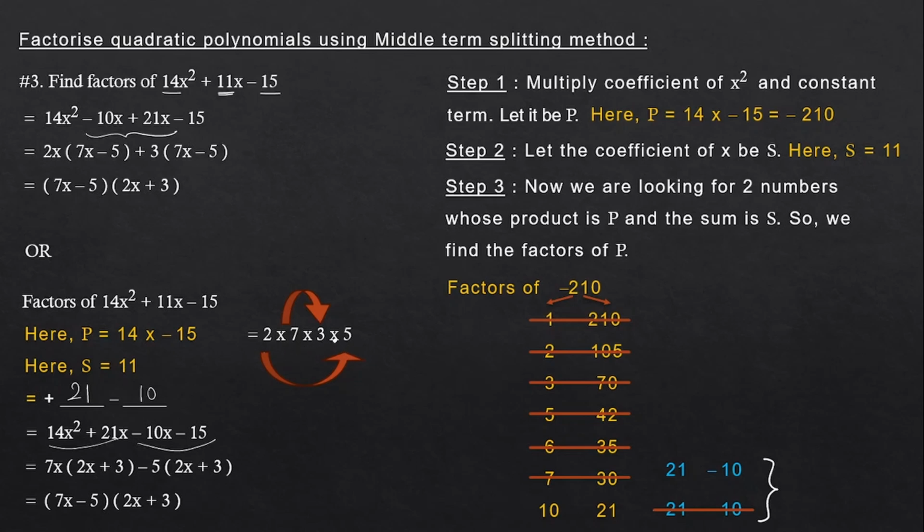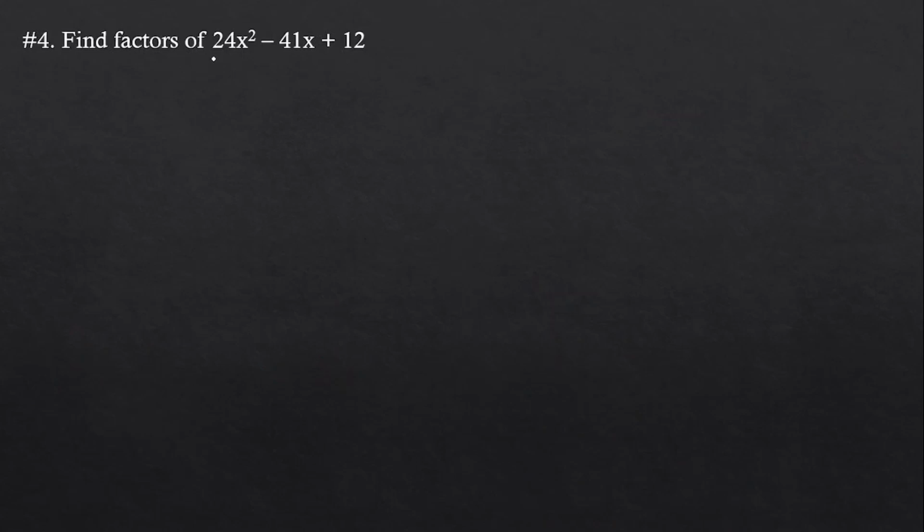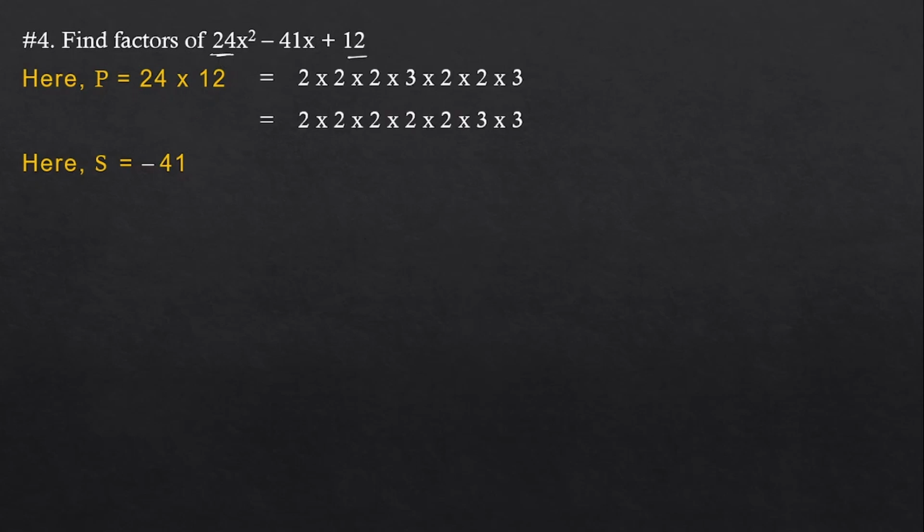Let us see one more example using this method. So here we have to find factors of 24x square minus 41x plus 12. We find P as the coefficient of x square and the constant term, 24 times 12. Rather than multiplying, I factorize it here itself. 24 is 2 2s are 4, 2s are 8, times 3. 12 is 2 2s are 4, 3s are 12.